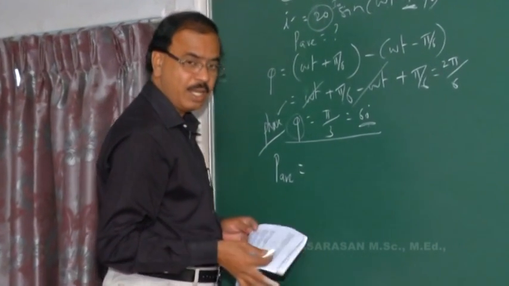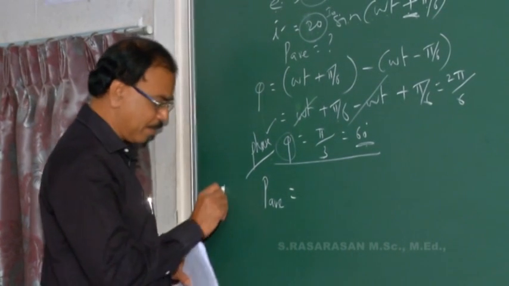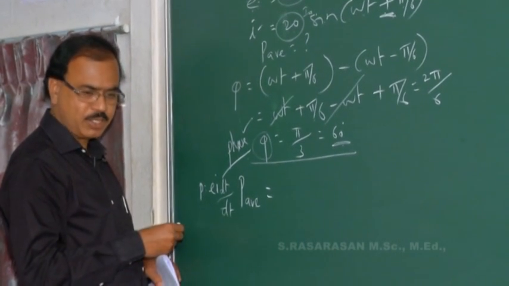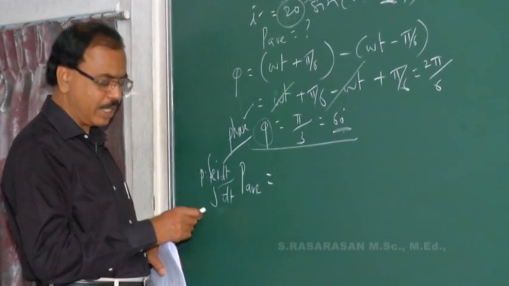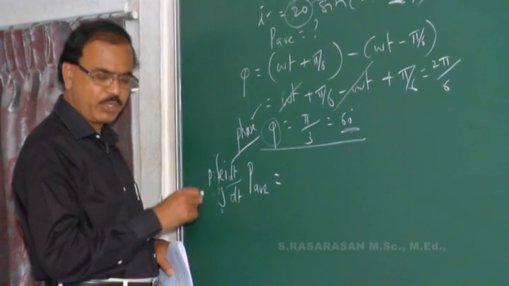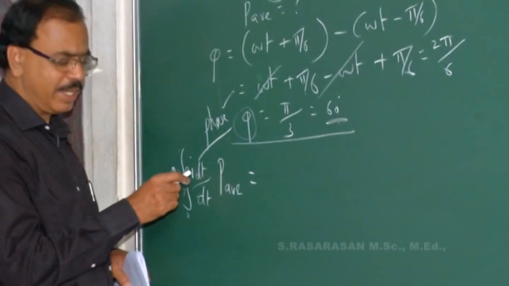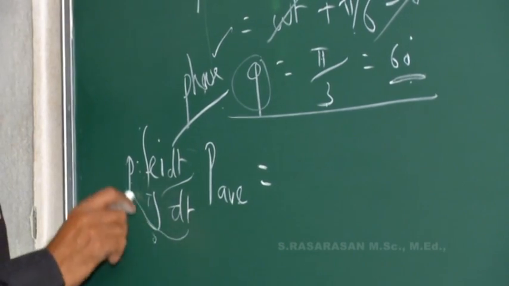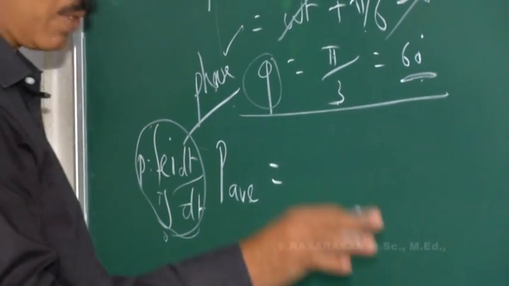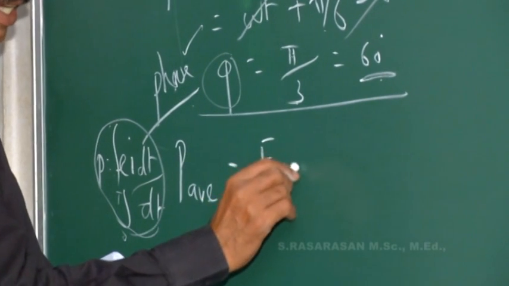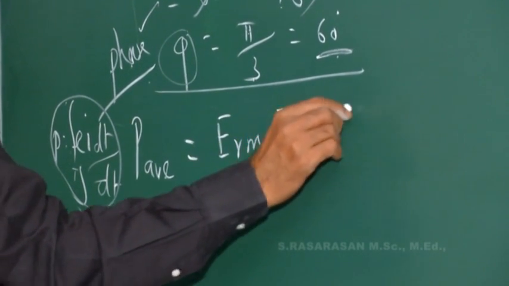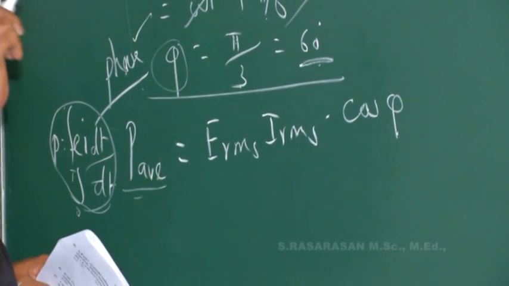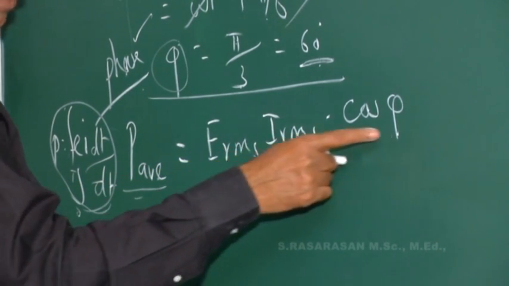If you take P equal to EI, integrate over one cycle, for the time period 0 to T, with E equal to E naught sin omega t and I equal to I naught sin(omega t plus or minus phi), substitute, integrate, and apply the limits, we get the result E RMS into I RMS into cos phi. Remember, the average power over one cycle of alternating current is E RMS I RMS cos phi.